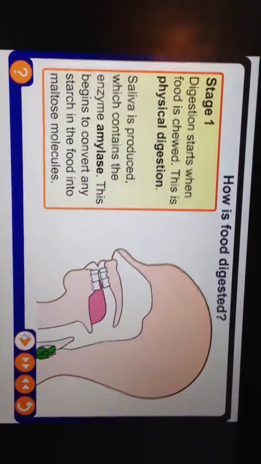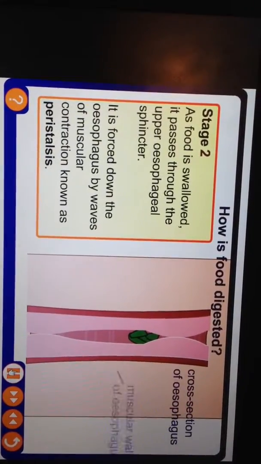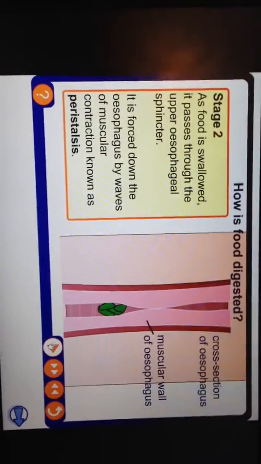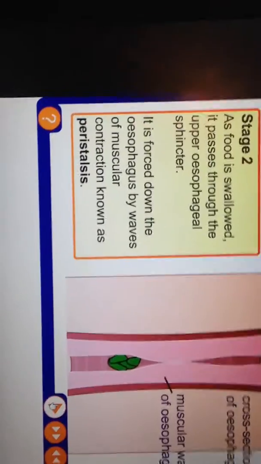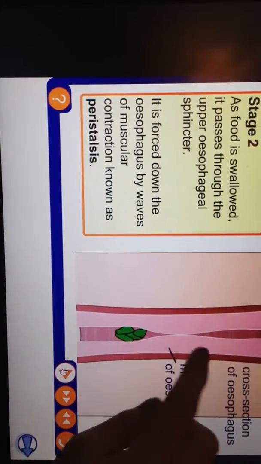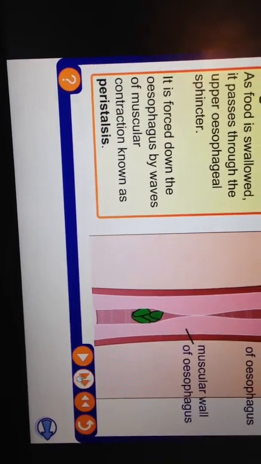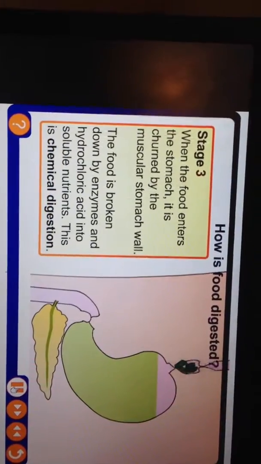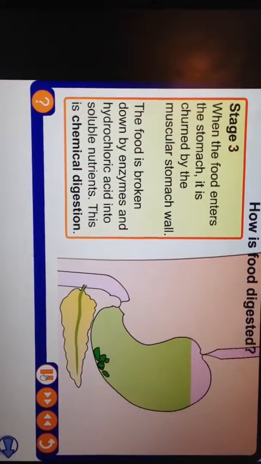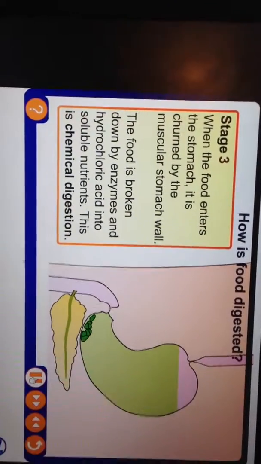Then the food is swallowed, it goes down the esophagus, and it's helped push down by waves of muscular contractions, and this is called peristalsis. So you can see here the muscular wall, it squeezes, it relaxes, it contracts, and it's pushing the food down into the stomach. We've got further mechanical digestion taking place here, where the muscular walls are churning up the food constantly.